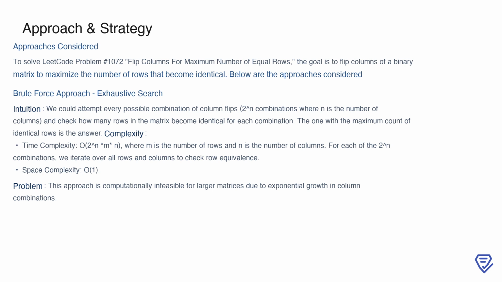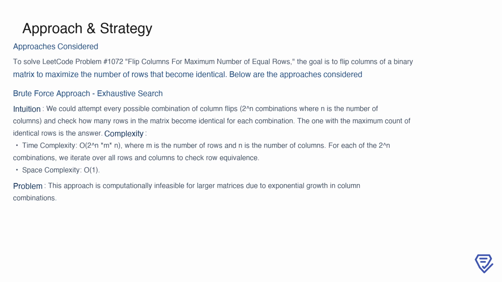To solve this problem, the goal is to flip columns in a binary matrix to maximize the number of rows that become identical. One straightforward approach we could consider is brute force, where we exhaustively attempt every possible combination of column flips. This means evaluating all 2 to the power of n combinations, where n is the number of columns, and then checking how many rows become identical in each case. The combination that results in the maximum count of identical rows would be our answer.